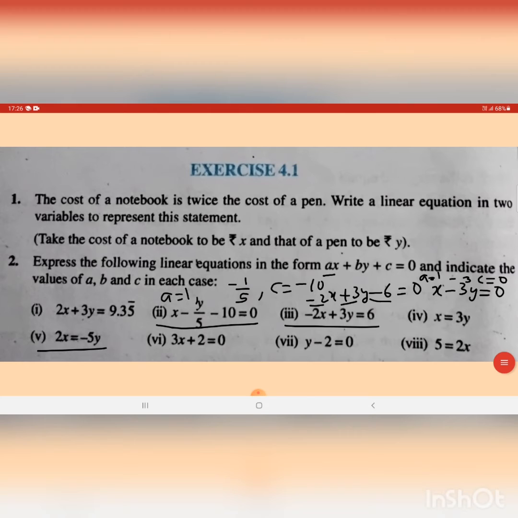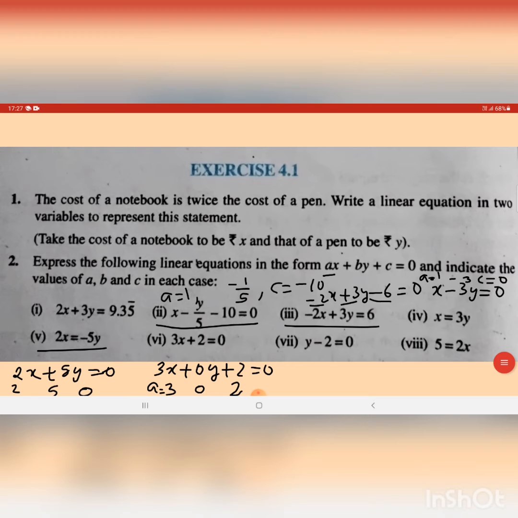Fifth question. 2x plus 5y equal to 0. a equal to 2, b equal to 5, c equal to 0. Sixth one, 3x plus 2 equal to 0. That can be rearranged as 3x plus 0y plus 2 equal to 0. So a equal to 3, b equal to 0, c equal to 2.